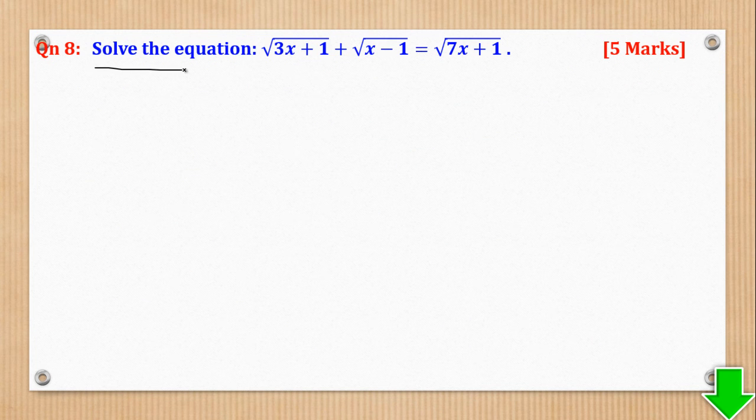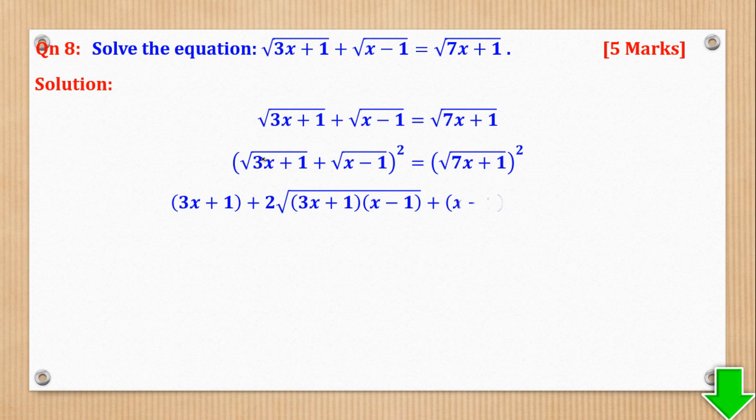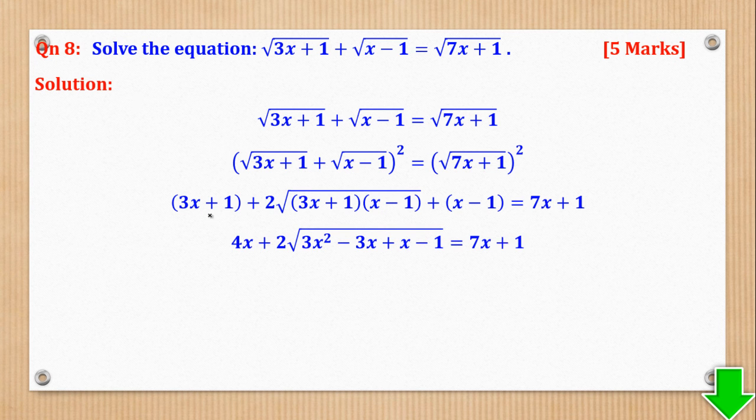Question 8. Solve the equation. So first is to square both sides. Then I expand this squared, then twice the product of this is here. This squared gives that. Then collect like terms here. I'm going to collect like terms. When I take this 4 to this side, it becomes 3x.